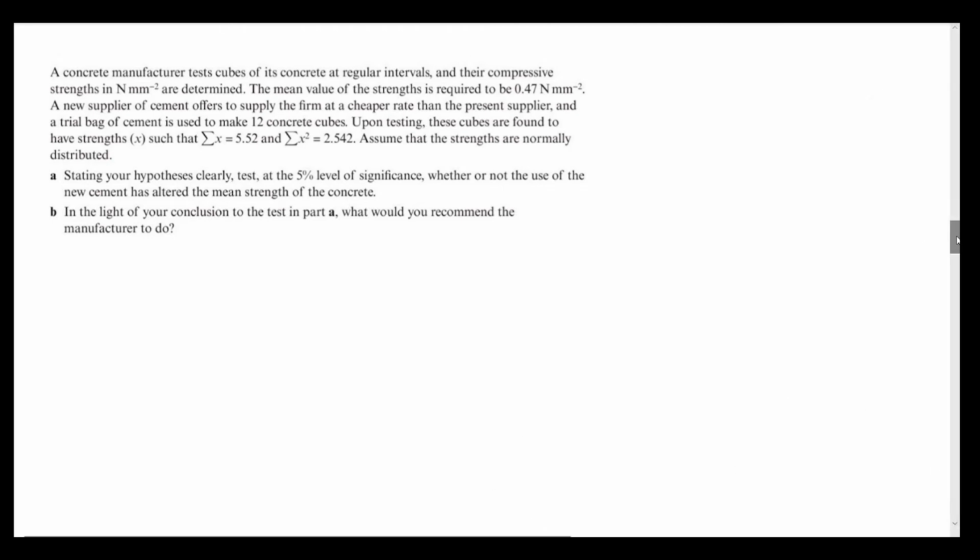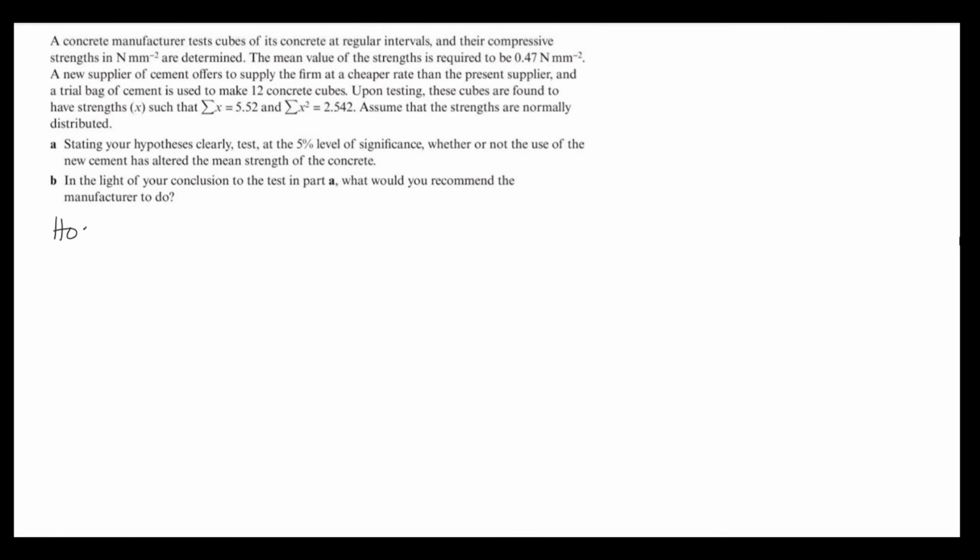Okay, let's get going. So as always, we'll start with the hypothesis. The null hypothesis is that things are normal, things are how we expected them to be. Mu is going to equal 0.47. And for the alternate hypothesis, the question has asked to see if it's altered the strength. So has it increased the strength? Has it reduced the strength? So we're doing a two-tailed test. Mu is not equal to 0.47.